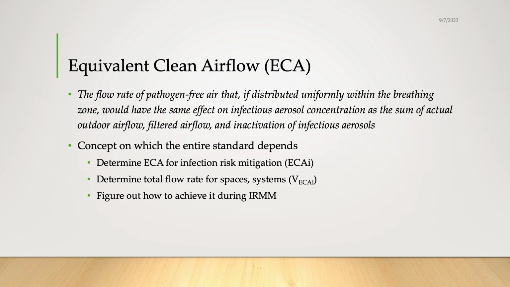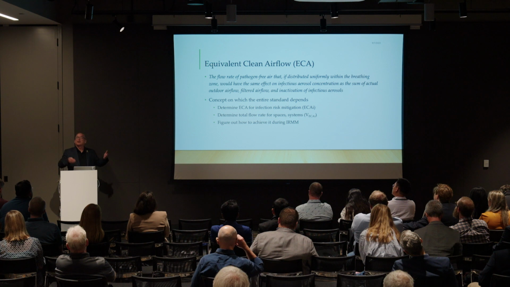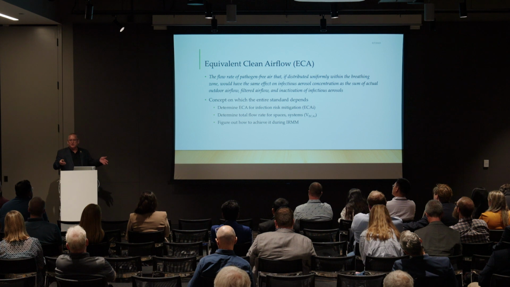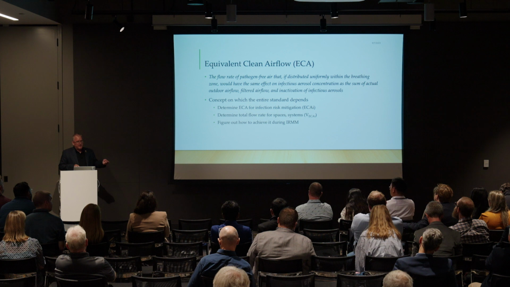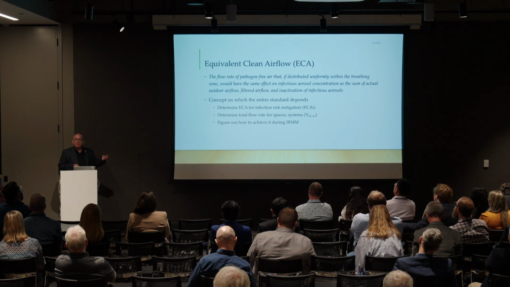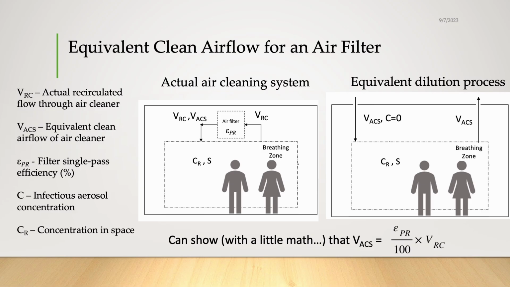So we might have germicidal ultraviolet in a space. There's no air moving at all. We just have some lights on the walls, but they're having an effect on the infectious aerosol concentration. We may have an air cleaner, and we're circulating room air through it. No additional outdoor air. So we can represent any process like that in terms of an equivalent amount of dilution with uncontaminated air. And this is really the fundamental concept. We determine what we need space by space and system by system, and then we figure out how to deliver it.